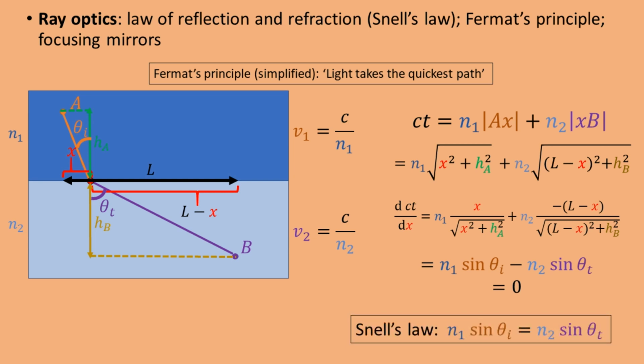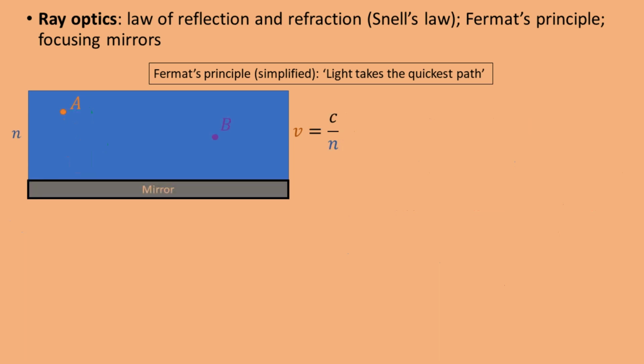Now let's look at the law of reflection, so we have two points A and B at the same side of a mirror. If we were to find the quickest path between the two points, the solution would be simple.